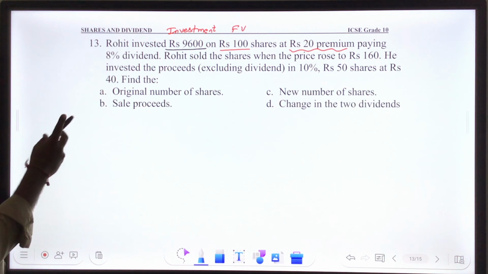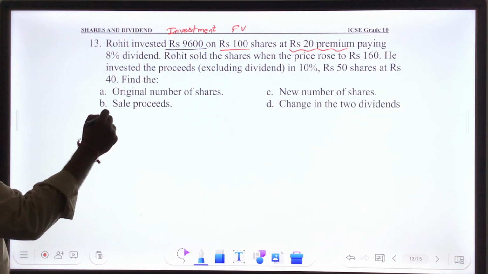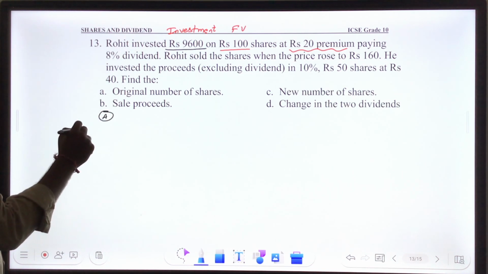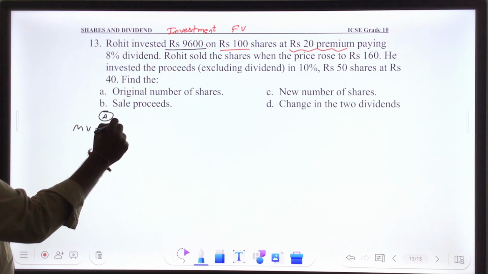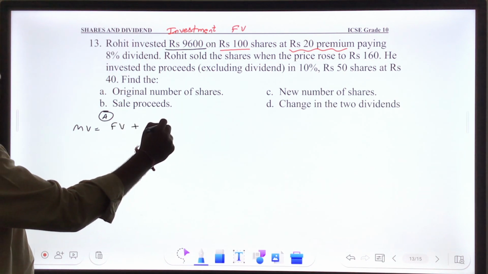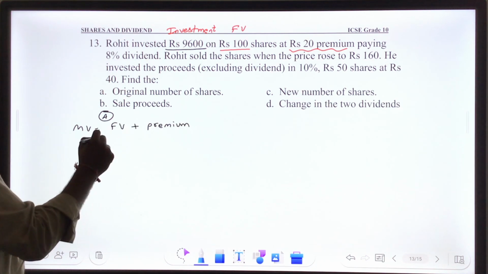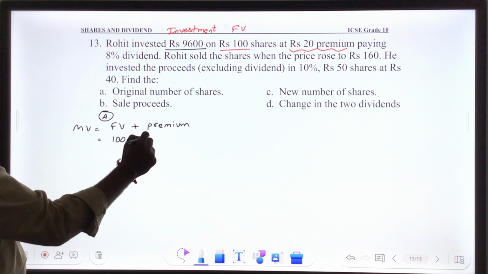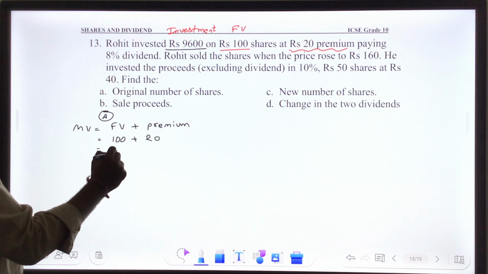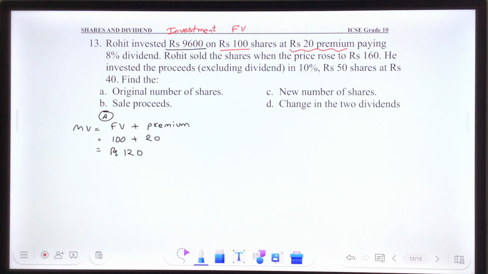So for company A, market value is face value plus premium, which is 100 rupees plus 20 rupees, 120.